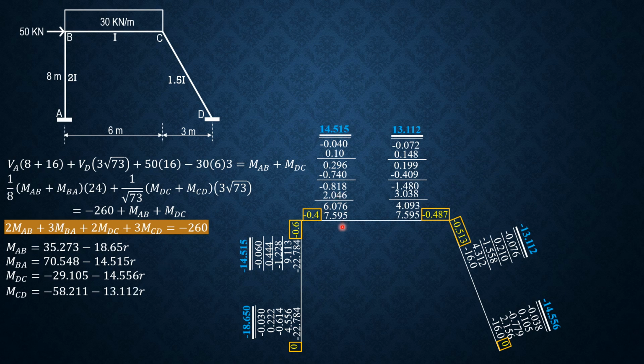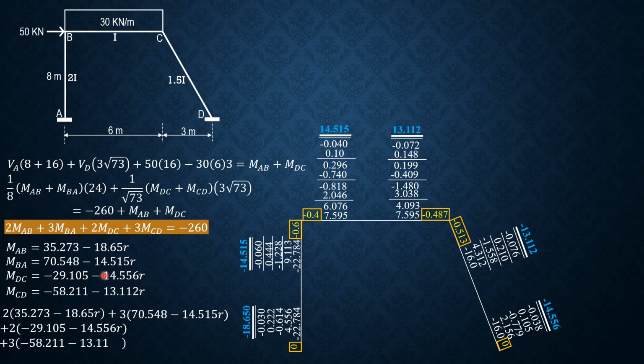Moment BC, moment DC, this one, negative 29.108, then minus 14.556 R. Moment CD, negative 58.211, then minus 13.112 R. So substitute in this equation here, 2 times 35.273 minus 18.65 R plus 3 times quantity 70.548 minus 14.515 R plus 2 times quantity negative 29.105 minus 14.556 R plus 3 times quantity negative 58.211 minus 13.112 R equals negative 260.